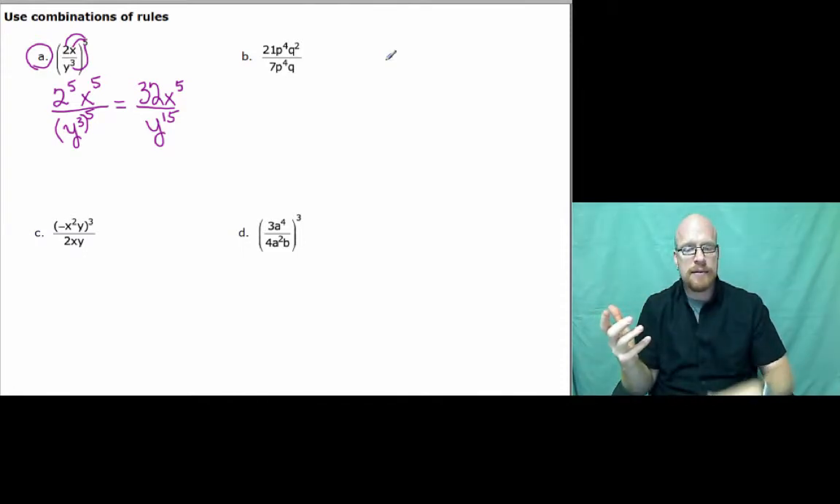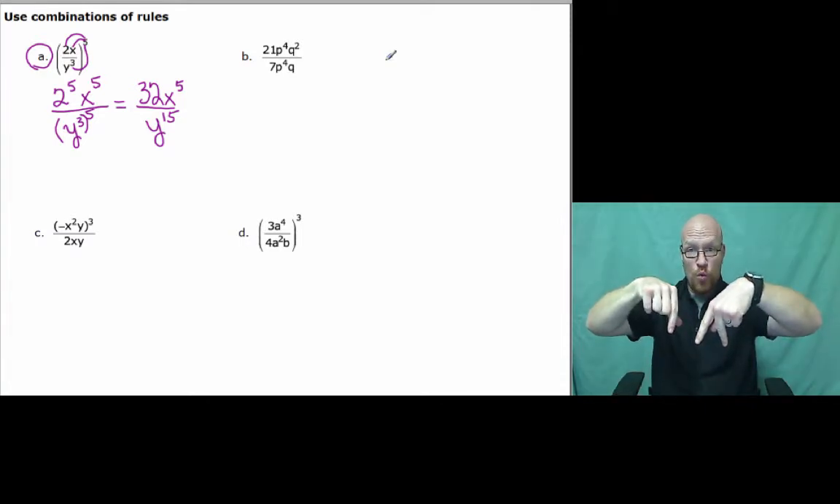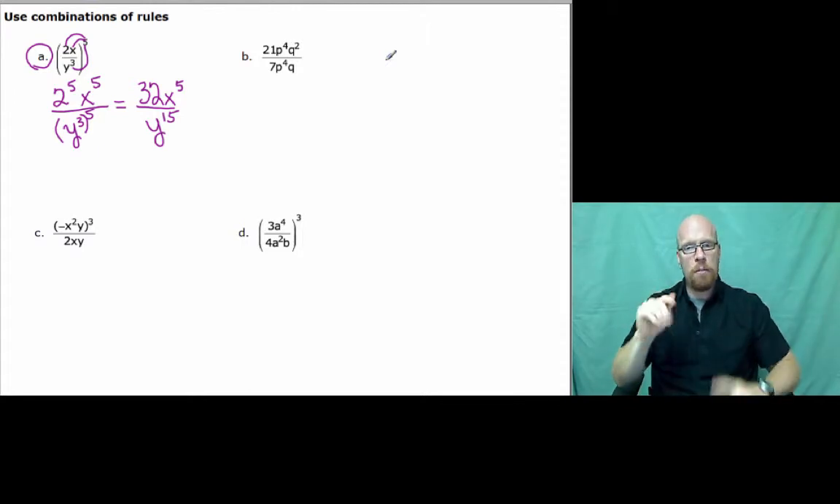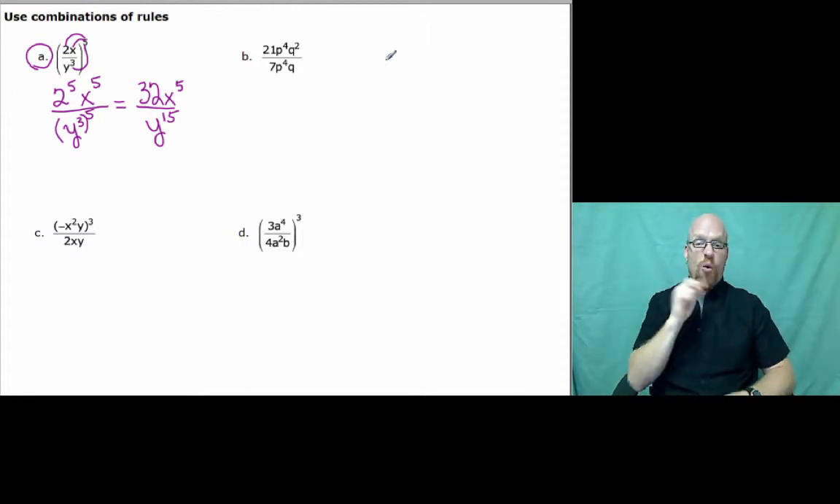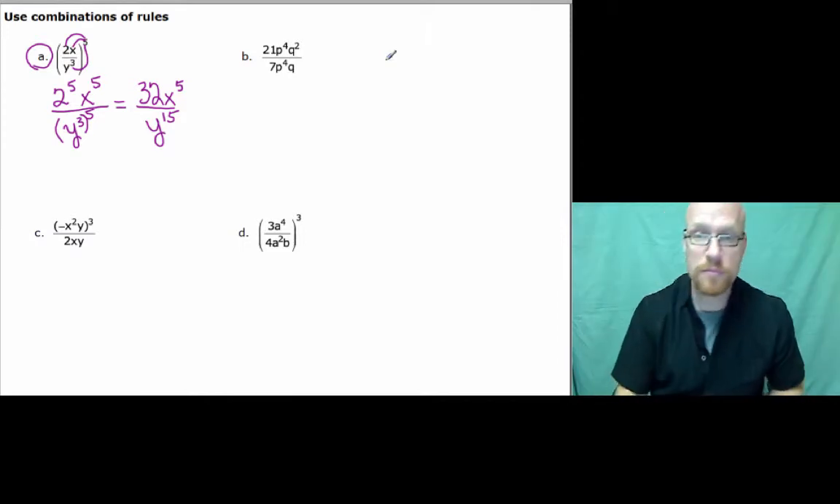I can't multiply them because the bases don't match. So in the denominator, we have p and q again. Can't multiply them together because the bases don't match. So really, the only thing I can do with this problem is to reduce the number part.